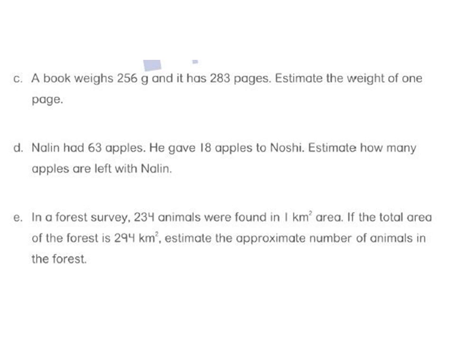Number E, in a forest survey, 234 animals were found in a 1 kilometer square area. If the total area of the forest is 294 kilometers square, estimate the approximate number of animals in the forest. Pause the video, try to solve this yourself. Now I am showing you the answer.